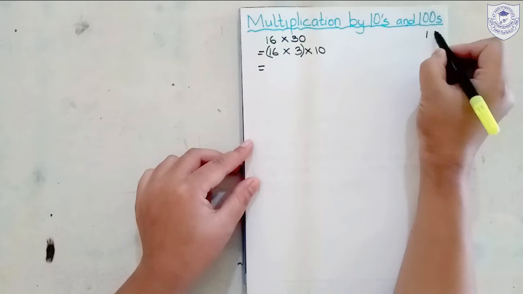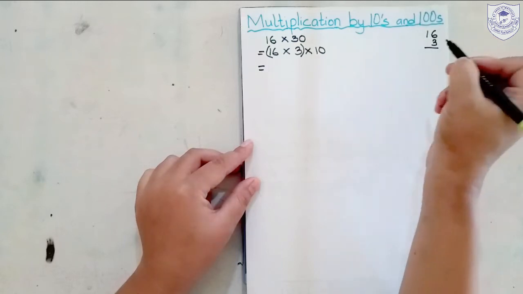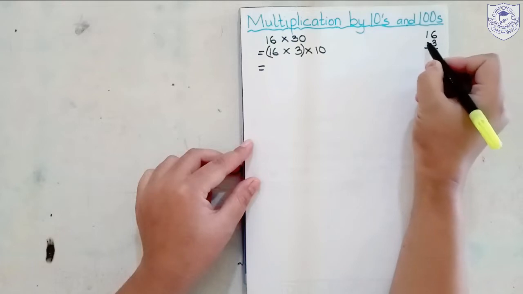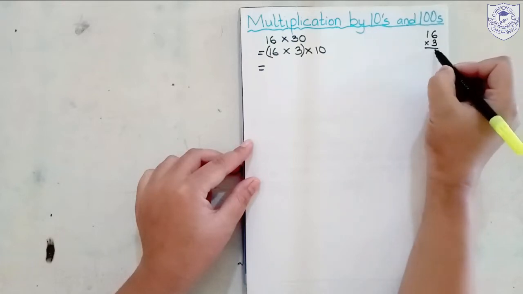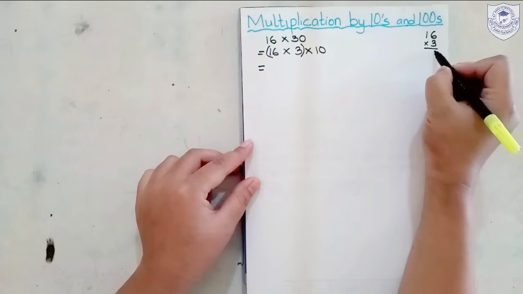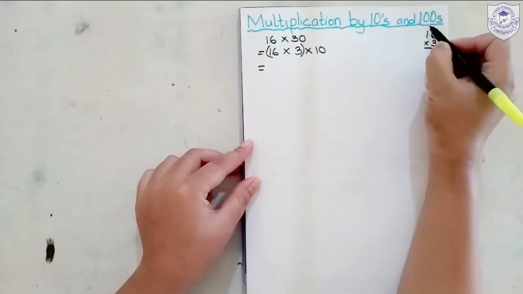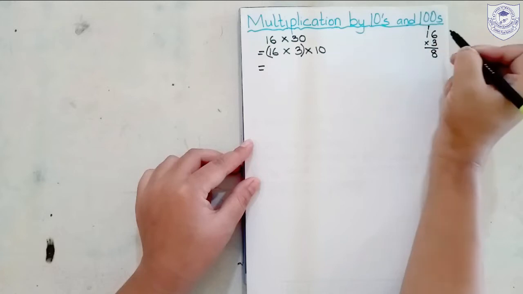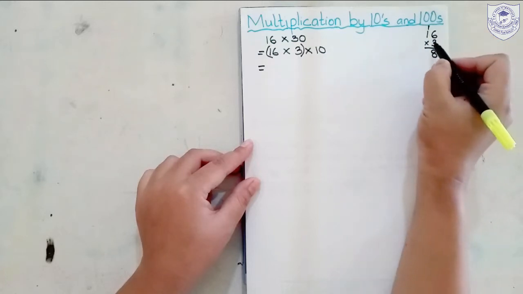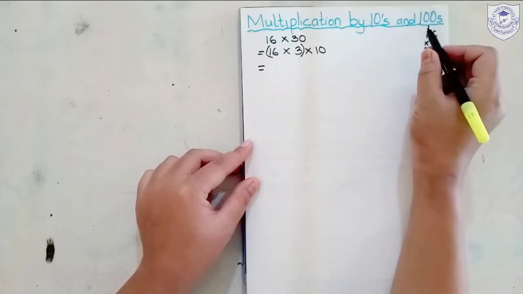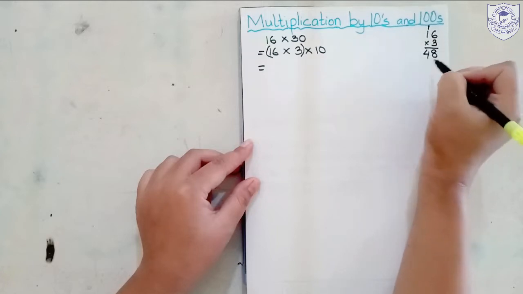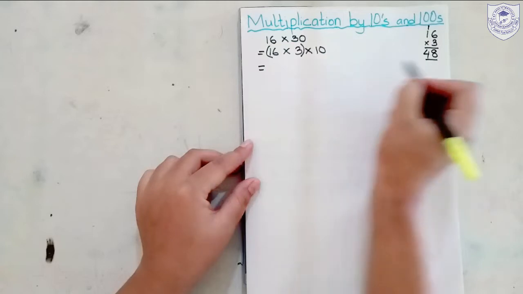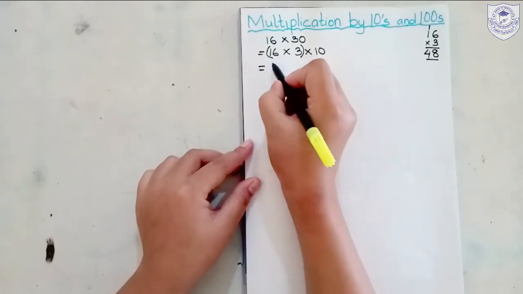Here, 16 into 3. Let's find the answer. 3 6s are how much? 3 6s are 18. Since it is 18, we can write 8 here and 1 will be carried over to the next place. Now let's multiply again. 3 1s is 3. With 1 in hand, you have to add it. 3 plus 1 is 4. So here, the answer that we get is 48.